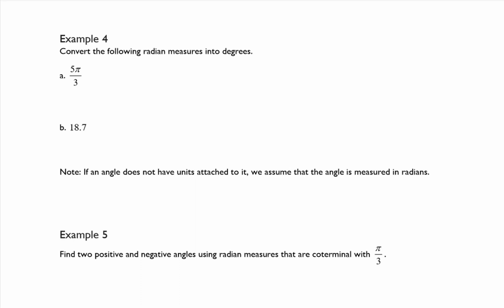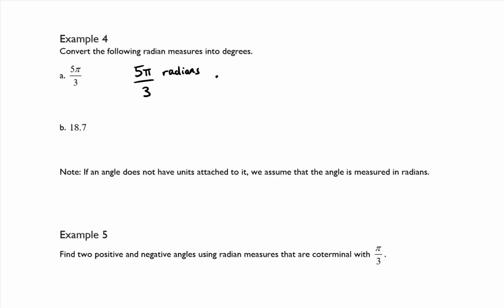Convert the following radian measures into degrees. Now notice that neither of these angles have the unit of measurement written out. So there's a note here, and it's an important note. It says, if an angle does not have units attached to it, we assume that the angle is measured in radians. So we want to take 5 pi over 3, and this is radians, even though it's not written.